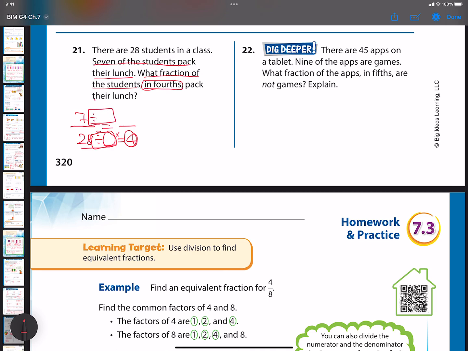Okay, packed their lunch. 4 times what is going to make 28? Yes, 7, right? That means what? You have to, yep, exactly, divide by 7, which means what? 1/4 of students.